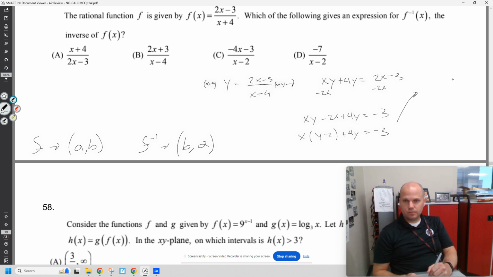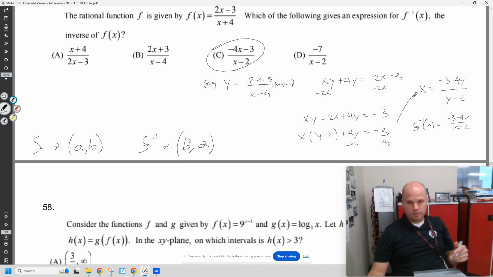Okay, awesome. Thank you. All right, we got an x isolated here. Now we can move these y's over. I'm going to subtract the 4y, and I get negative 3 minus 4y, and then I'm going to divide by y minus 2. Negative 3 minus 4y over y minus 2. Again, if we want to make an f inverse of x, we will just change these y's to x's. And we see that's the answer.